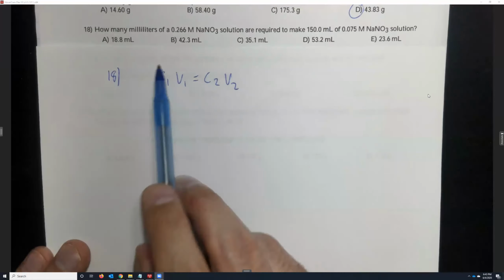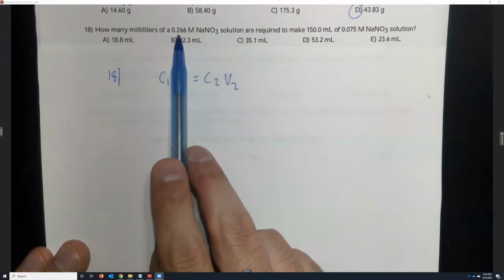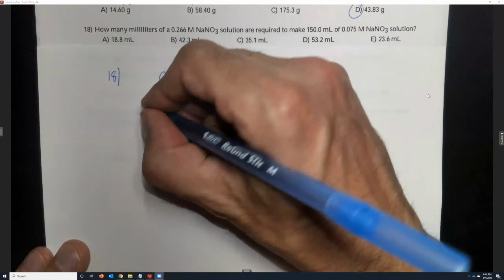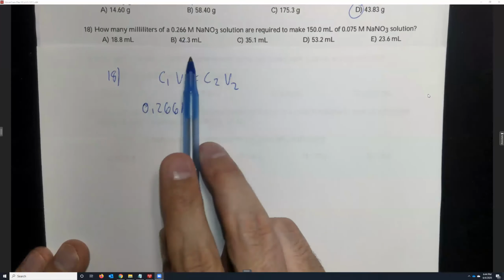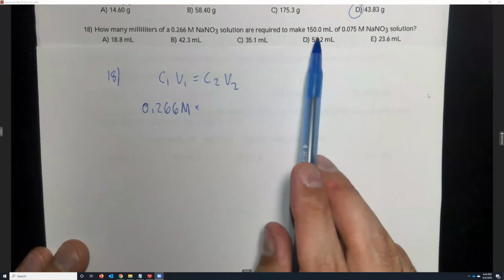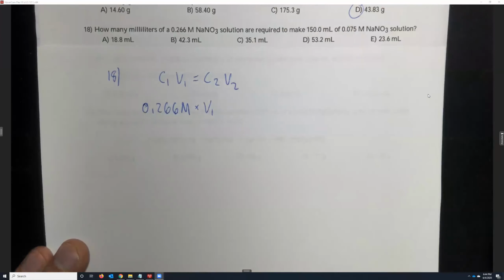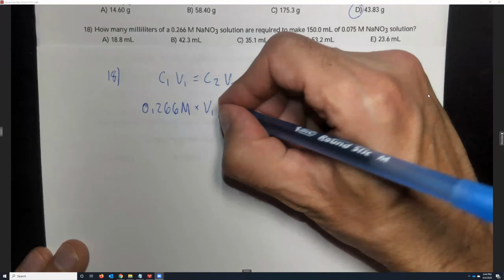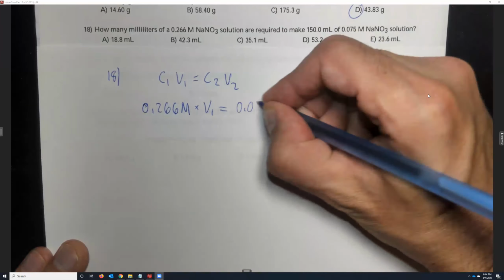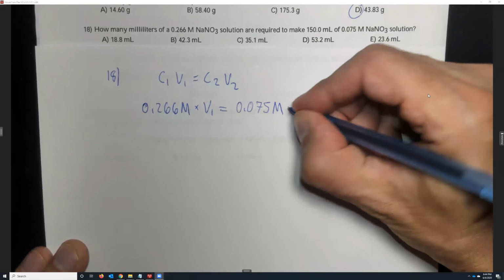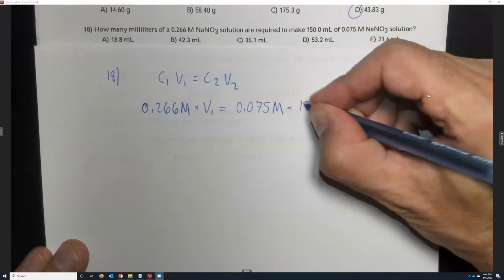This is the equation that we want to use. What is our initial concentration? Well, our initial concentration is the higher concentration, which is 0.266 molar, times V1. What is V1? It doesn't tell us V1 because we want to make 150 milliliters of the less concentrated solution. So V1 is X, or the variable. I'm going to leave it as V1. C2 is the final concentration, the lower concentration, which is 0.075 molar. And V2 is 150 milliliters.